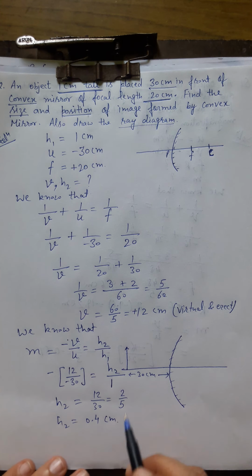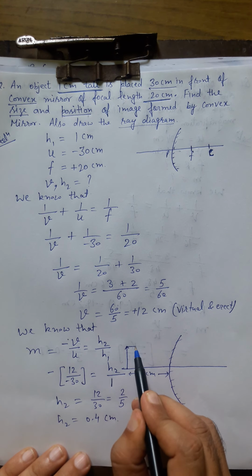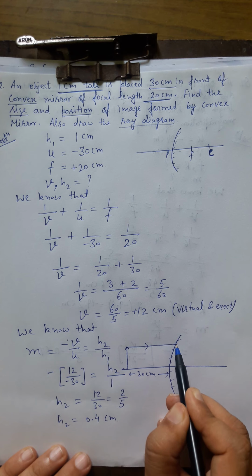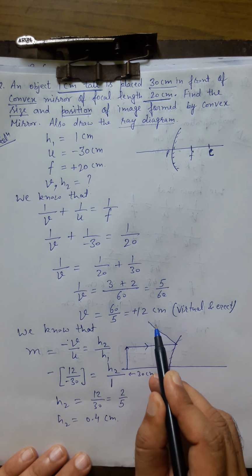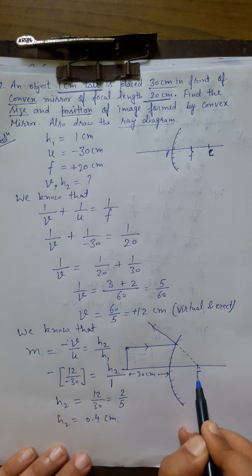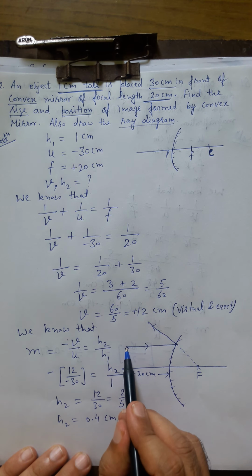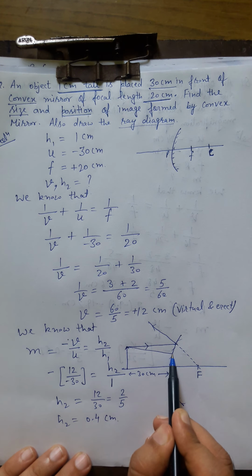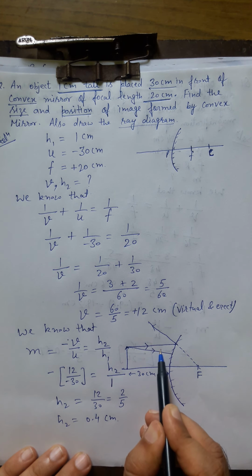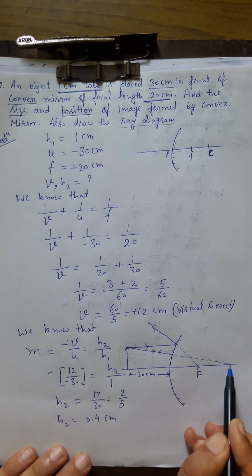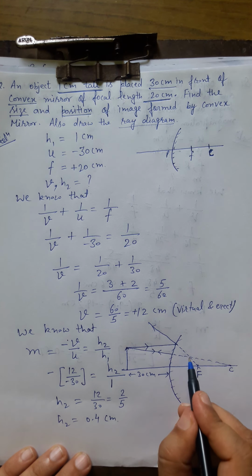Now we will apply the rules, and the rules are: if any ray comes parallel to the principal axis, then it will appear to pass through focus, means it will go in this direction, but it will appear to pass through focus. And the second is, if any ray appears to pass through center of curvature, then it will retrace its path. This is our center of curvature. So here is the image formed.